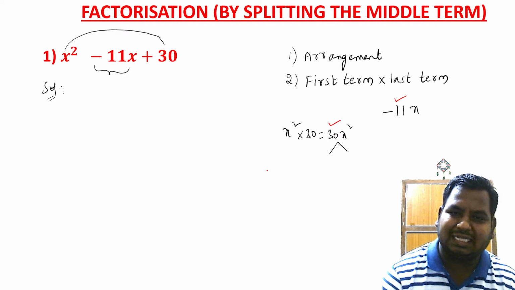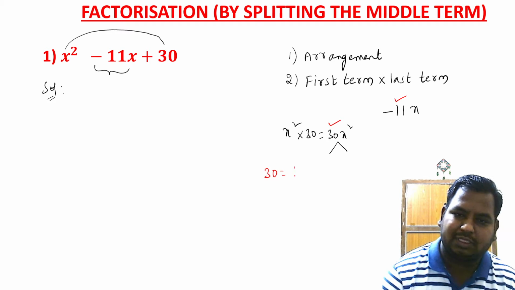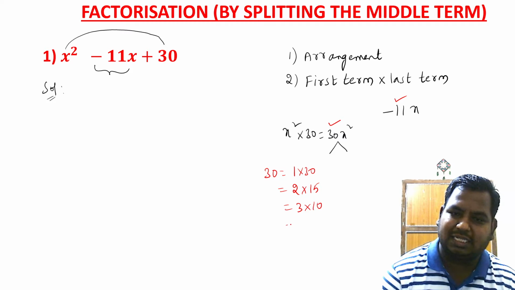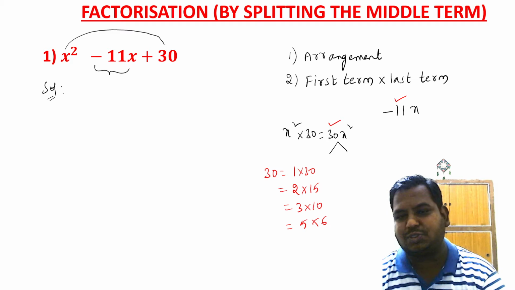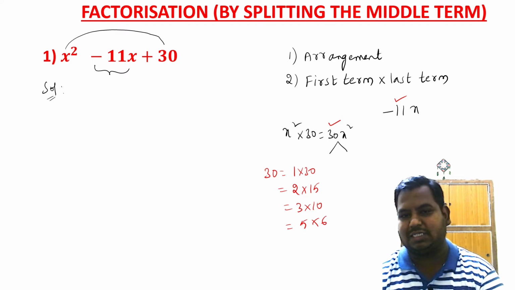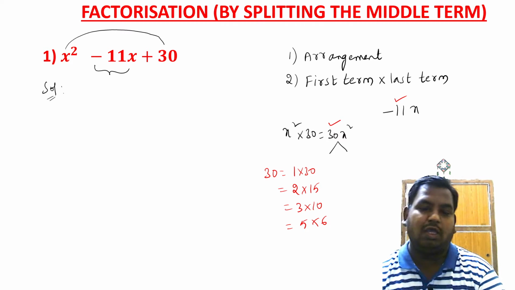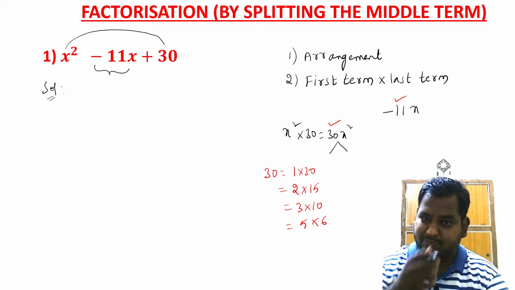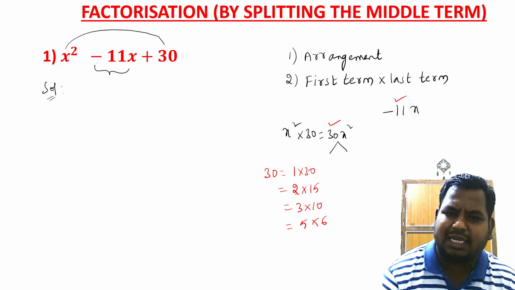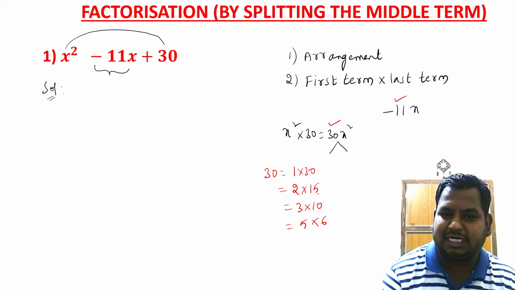Now we can write 30 as 1 into 30, as 2 into 15, as 3 into 10, as 5 into 6. These are the different possible ways in which we can express 30. We got 4 different pairs. First pair is 1 and 30, second pair is 2 and 15, third pair is 3 and 10, fourth pair is 5 and 6.